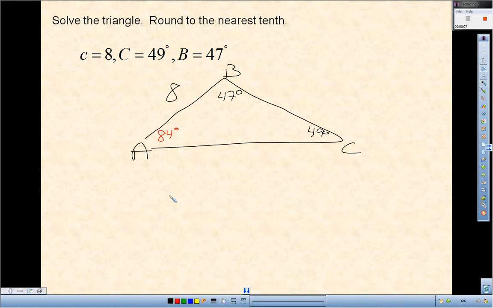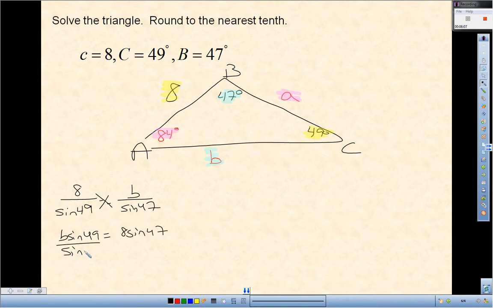If I use the law of sines, I need to make sure that I pair up the side with its corresponding angle. And so then I can label the rest of these. This will be side B and side A. And so if I correspond these up, A goes with 84 degrees, and B goes with 47 degrees. All right, and so if I set up my formula, I'd have 8 over sine of 49 degrees equals B over sine of 47. Cross multiply and divide by sine of 49. And so that would give me 7.8 for B.